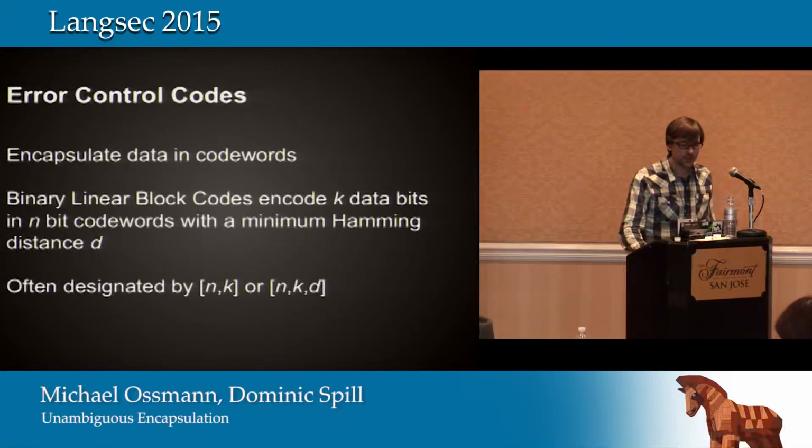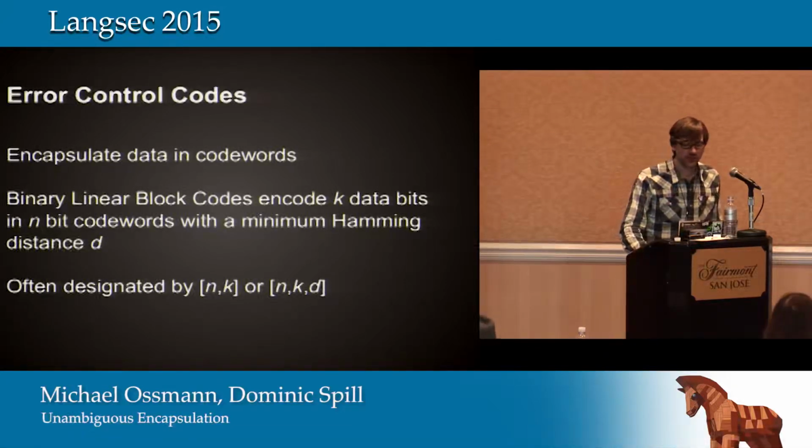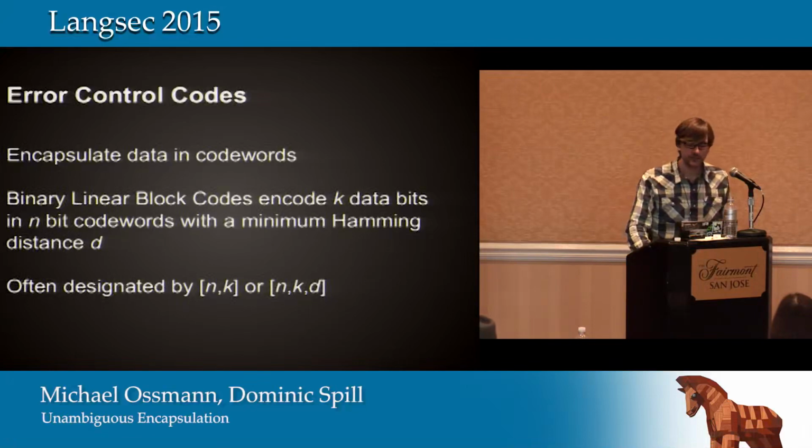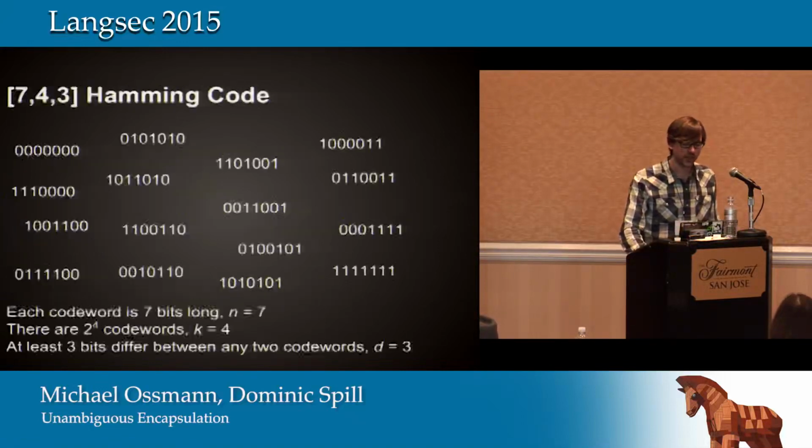And so we're dealing with binary block codes that usually we specify having a certain number of data bits that are represented by that code, a certain number of bits in each code word, and a certain minimum distance. In this case, we're doing Hamming distance, which is the number of bits that are different between one code word and another.